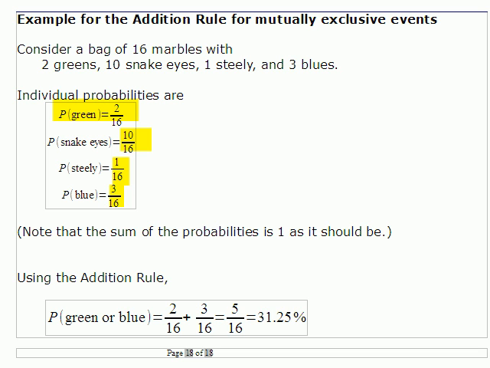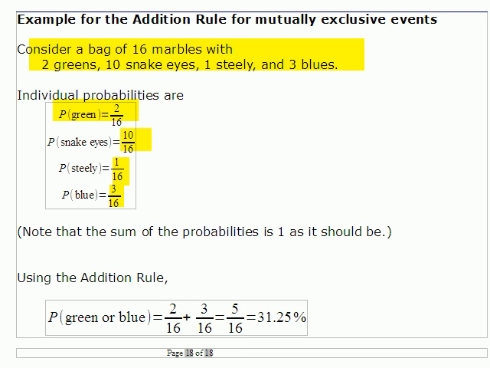What is the sum of all these probabilities? It better be 1 because that's our whole sample space right there. Okay, now when I use the addition rule, note that there's no overlap. If I draw green, then I don't draw a steely. So for the special case, all you do is add up the probabilities.